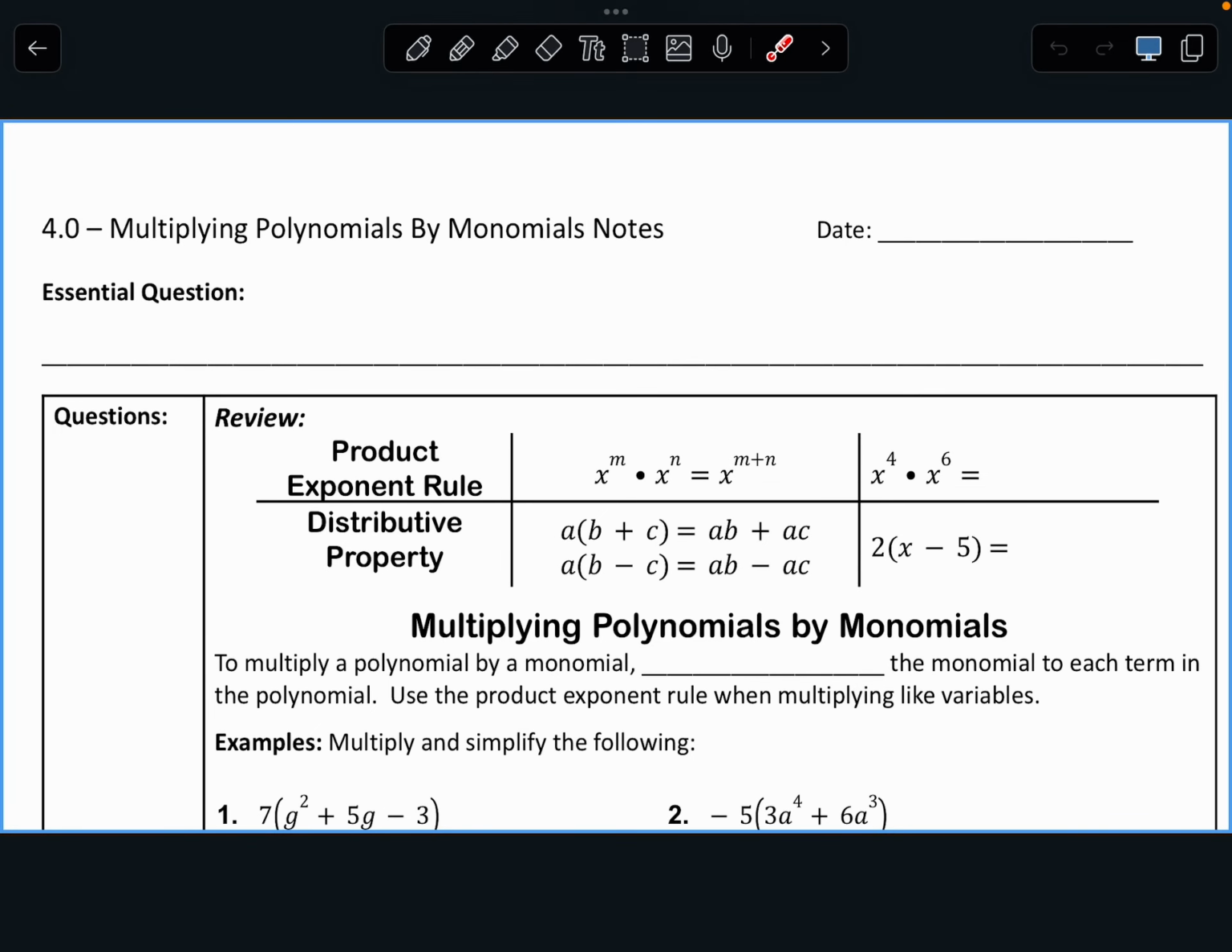So we're gonna do a review. Like I said, we're gonna review some of your last year's stuff. So this is multiplying polynomials by monomials.